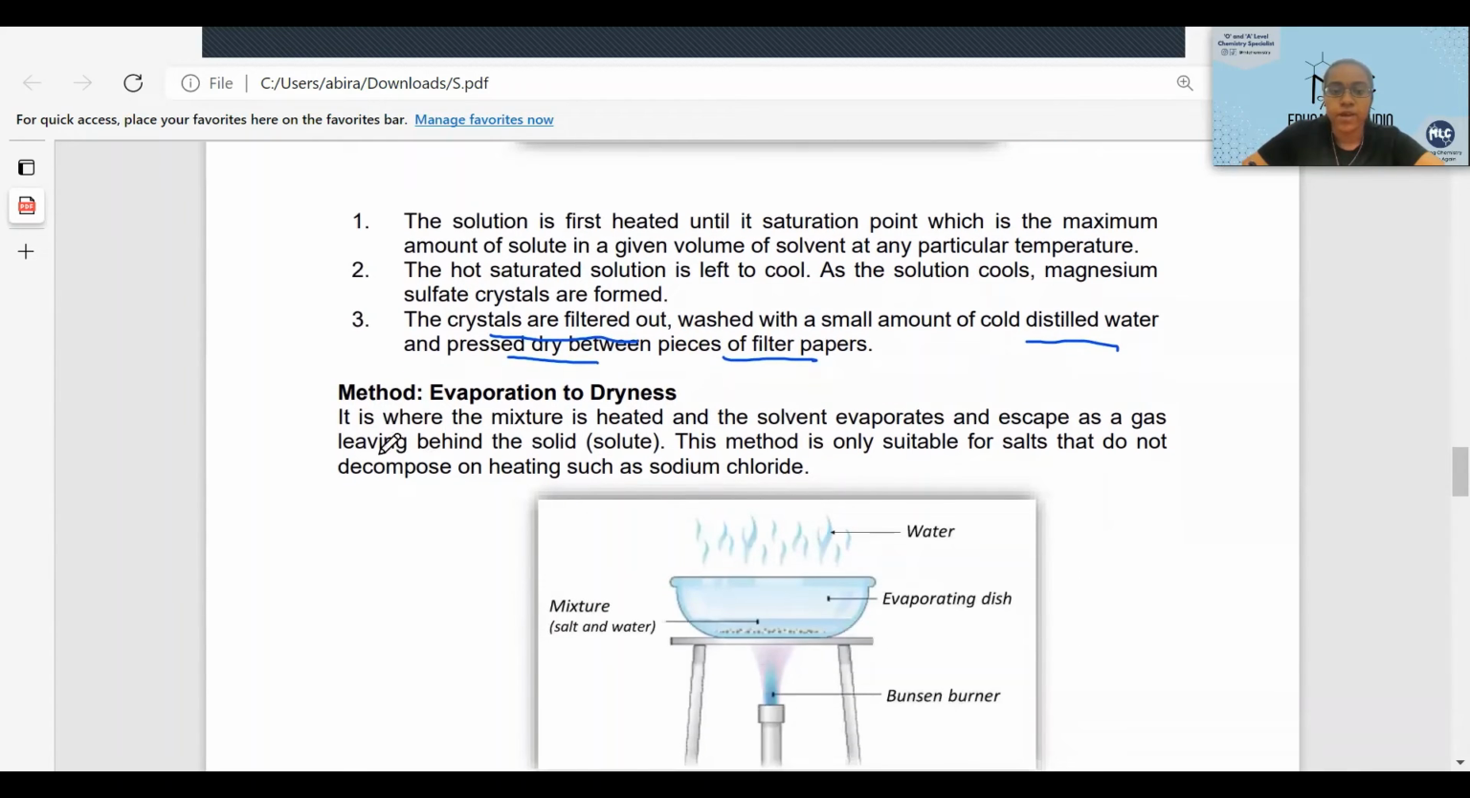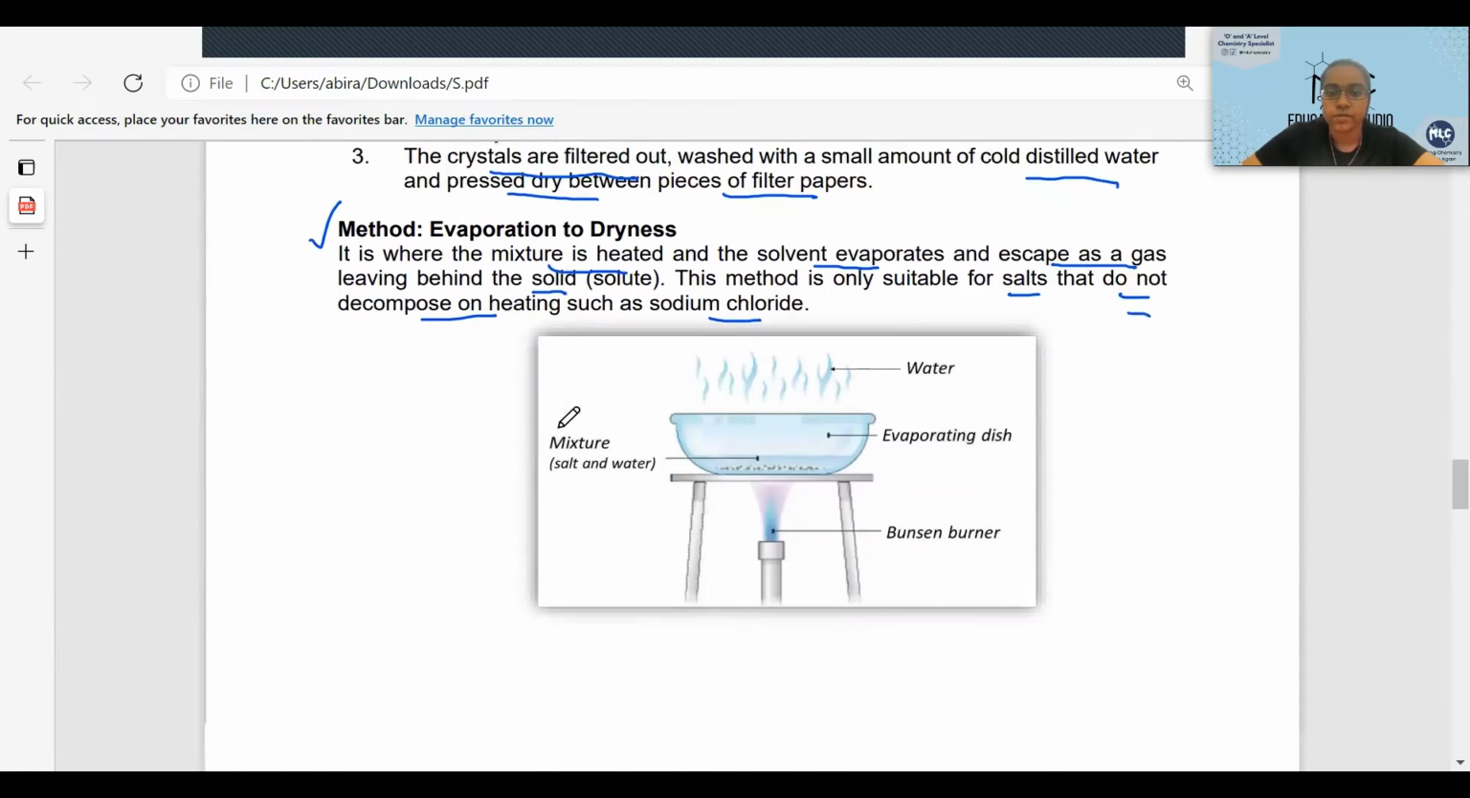Let's talk about evaporation to dryness now. When do you use evaporation to dryness? You use evaporation to dryness for salts that do not decompose on heating, such as sodium chloride. How does evaporation to dryness work? It is when the mixture is heated and the solvent evaporates and it escapes as a gas, leaving behind the solid.